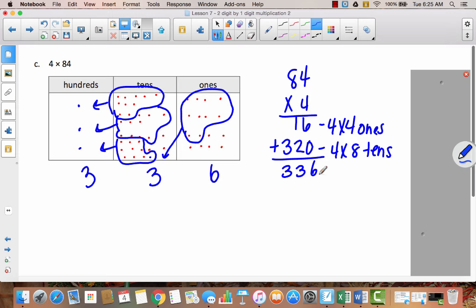Okay, so hopefully today you learned about how to multiply a 2-digit number times a 1-digit number, and you learned how to take 2 partial products and add them together to get a total product.